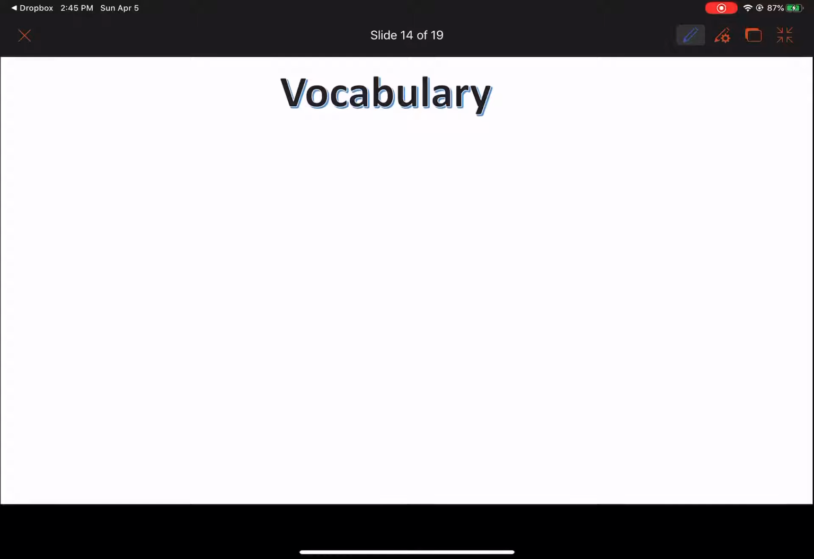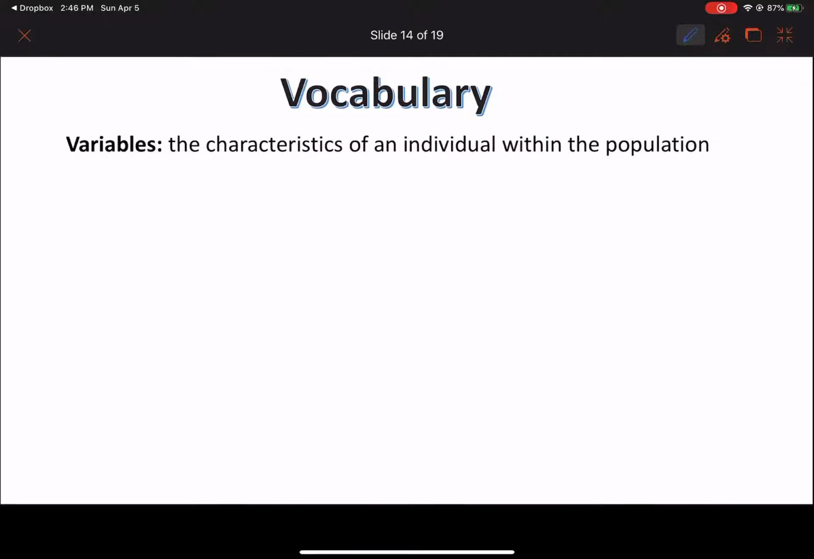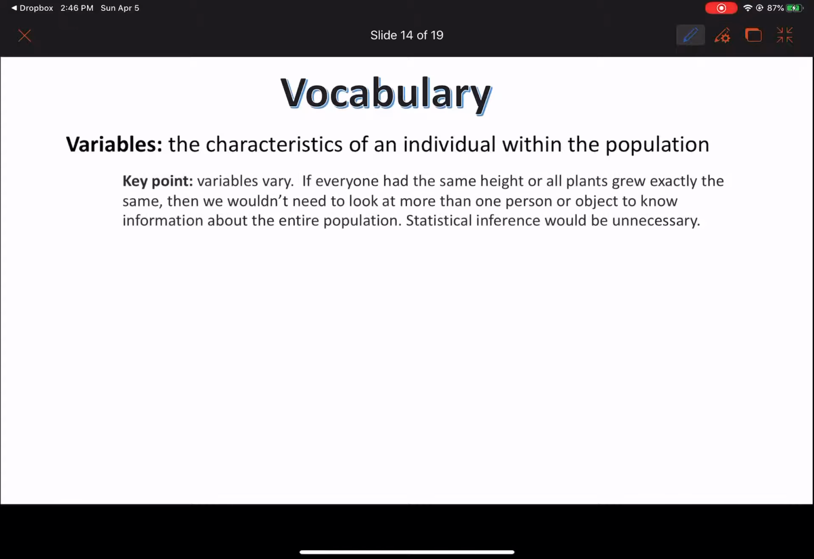Some little bit more vocabulary here. Variables. The variables are the characteristics of an individual within the population. So, for example, if I'm deciding whether people who are left-handed get better grades than those who are right-handed, the characteristic I'm looking for is whether somebody's right-handed or left-handed. That would be my variable. Or here, if everyone had the same height or all plants grew exactly the same, we wouldn't need to look at more than one person or object to know information about the entire population. So we wouldn't need to do any statistical inference.